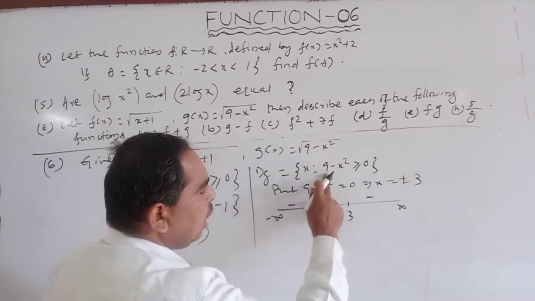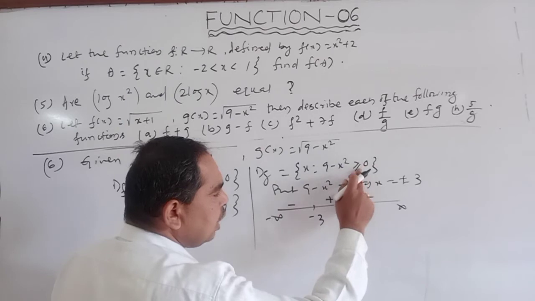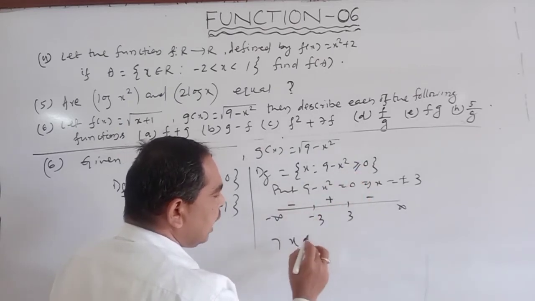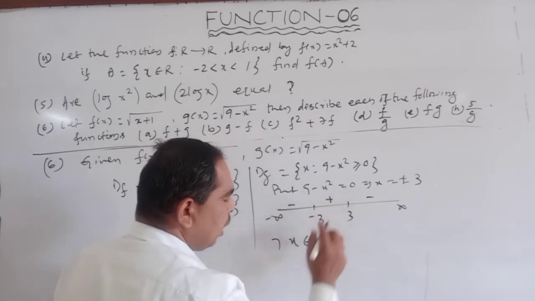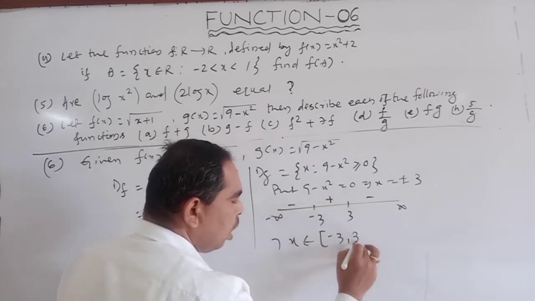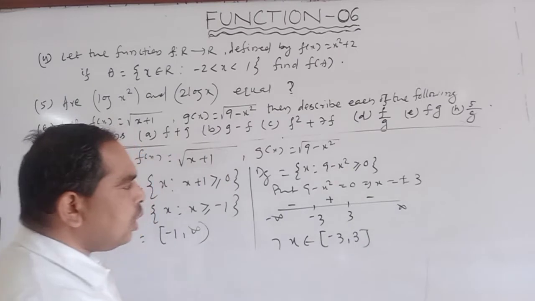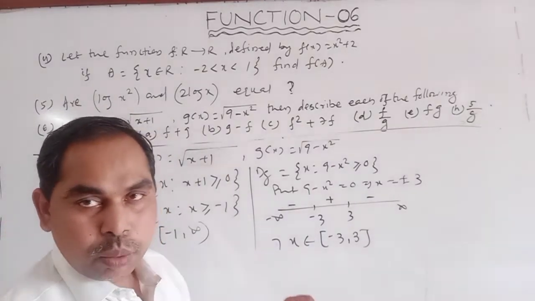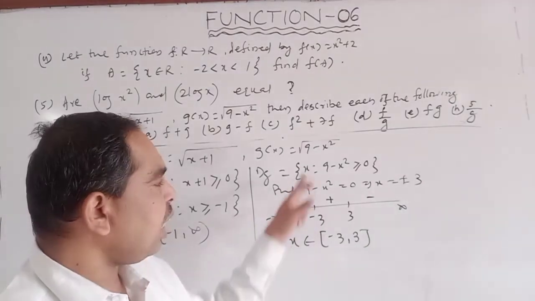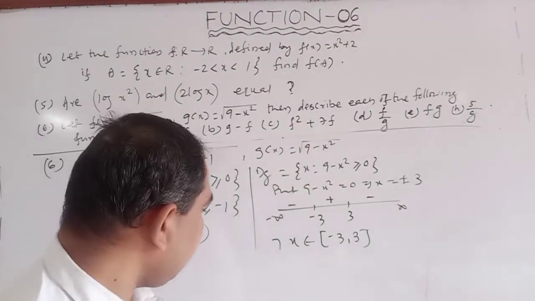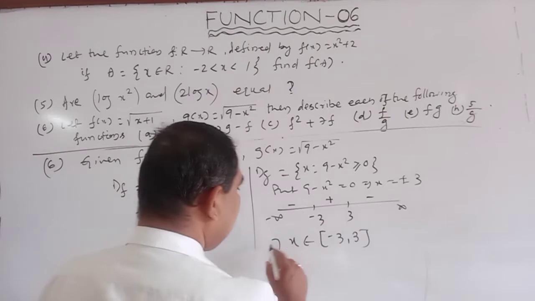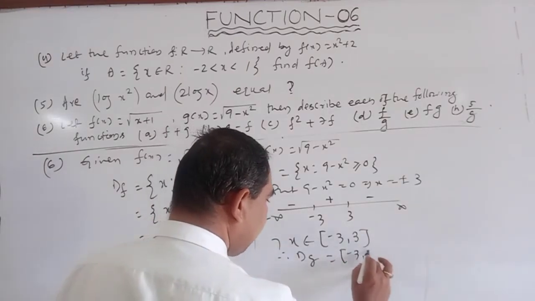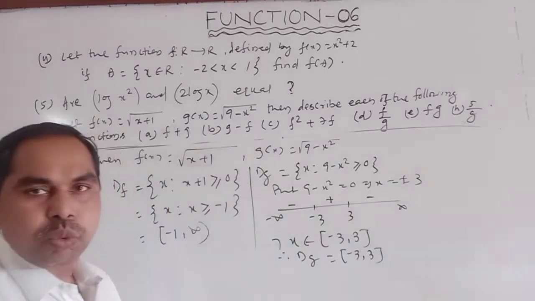So here 9 minus x square greater than or equal to 0 means we need the positive value, so this implies x belongs to the interval minus 3 to plus 3. When x belongs to minus 3 to plus 3, then 9 minus x square is greater than or equal to 0. Okay, then we can find their root. So domain of g is the closed interval minus 3 to plus 3. This is domain of g.